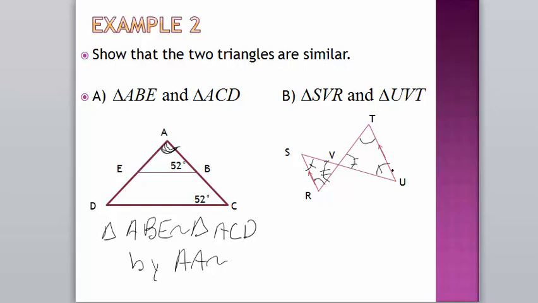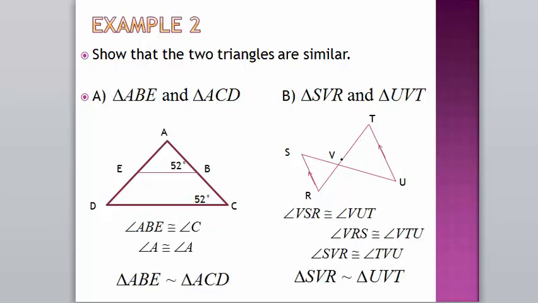Angle TVU and angle SVR are also congruent because they're vertical angles. So we can then go ahead and say triangle SVR is similar to triangle UVT by angle similarity.